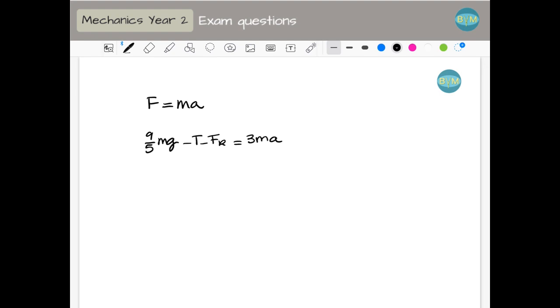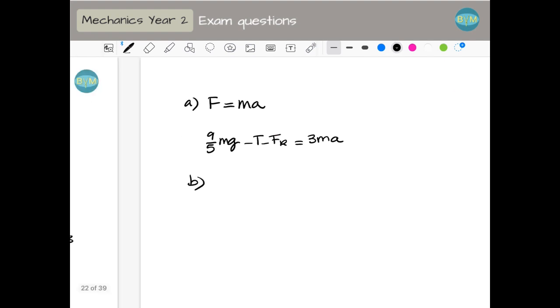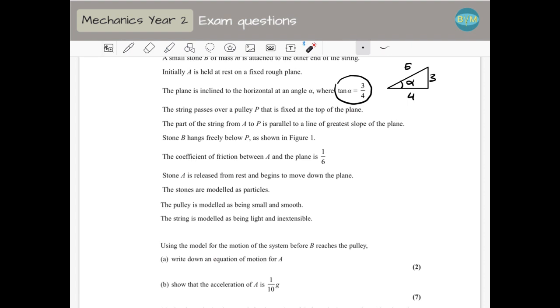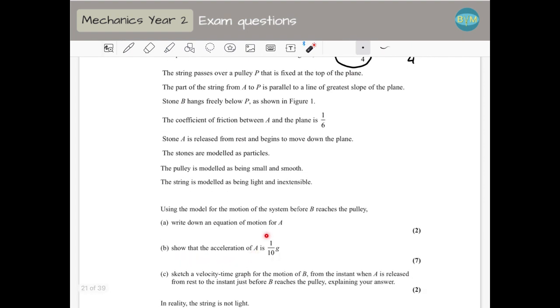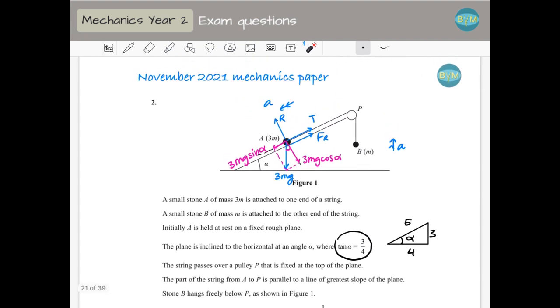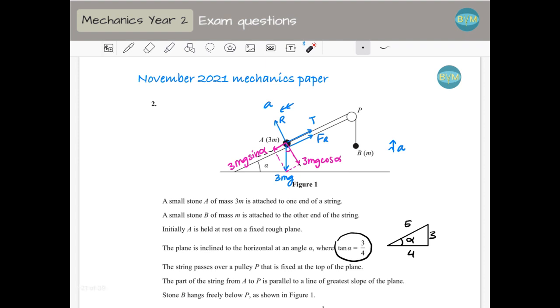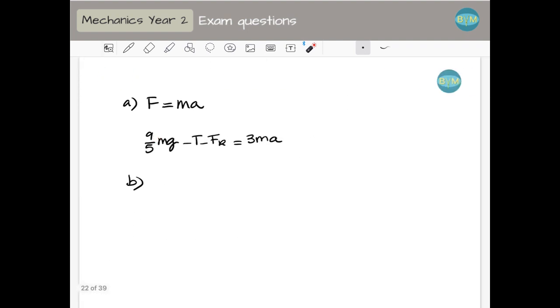And this is the equation for A. Not necessarily do you need to substitute anything yet. So this is the equation, and this is it. For part B, they say show that the acceleration of A is 1/10 of g. The acceleration of A is the same as the acceleration of B. I have one equation here with acceleration and with tension. So these are my two unknowns, because I am able to find friction very easily. So I need another equation with acceleration and tension if I want to find acceleration.